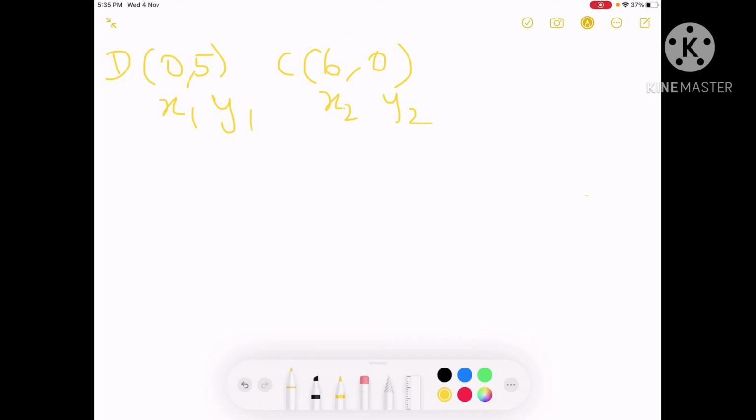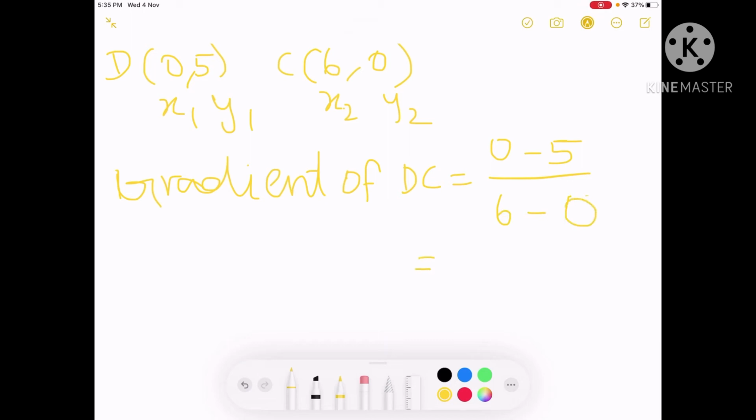Now let's start the gradient of DC. Gradient of DC equal to y2 minus y1 over x2 minus x1. Y2 is 0, y1 is 5, so 0 minus 5, and then x2 is 6, x1 is 0, so minus 5 divided by 6. That one is the answer.